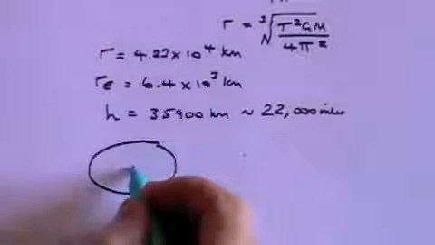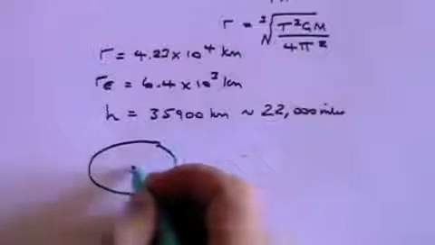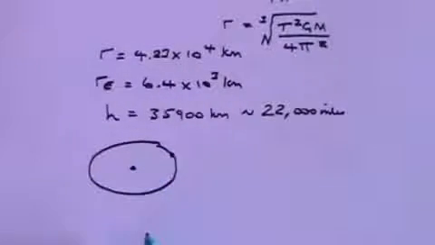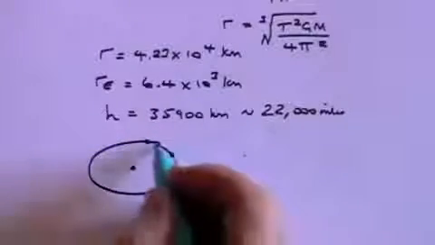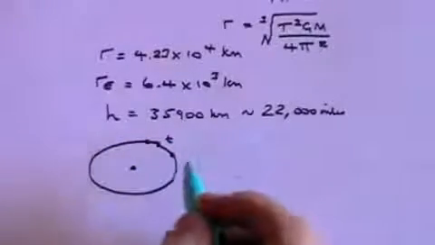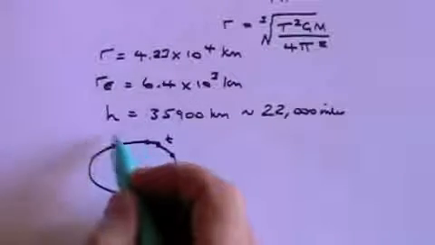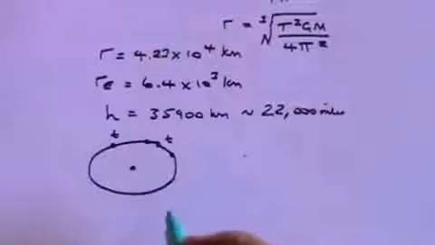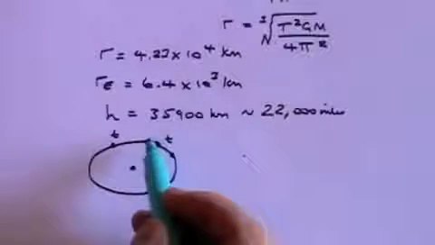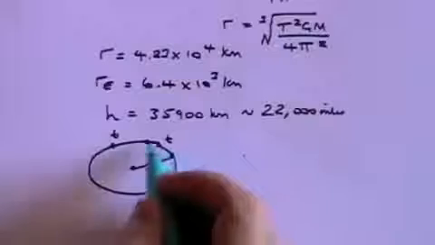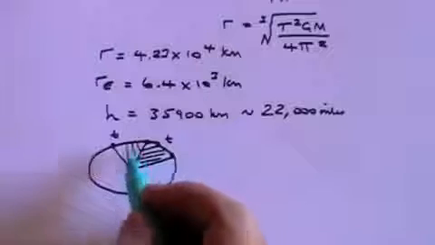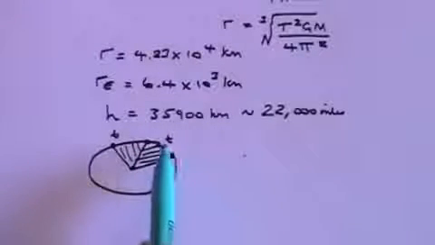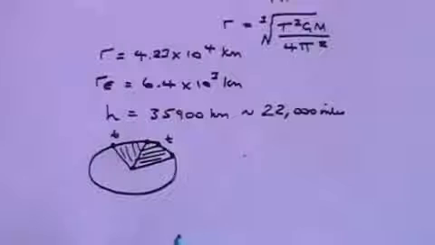Kepler also found that the planet, if this is the Sun and this is a planet, say the Earth, sweeps out equal areas in equal time. So if the planet goes from there to there in a time, let's say t seconds, and then from there to there in a further time t seconds, then what Kepler found was that that area is equal to that area. The planet sweeps out equal areas in equal time.